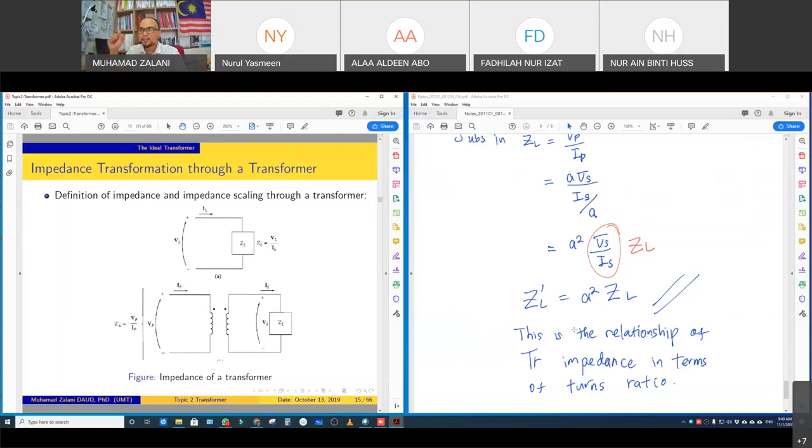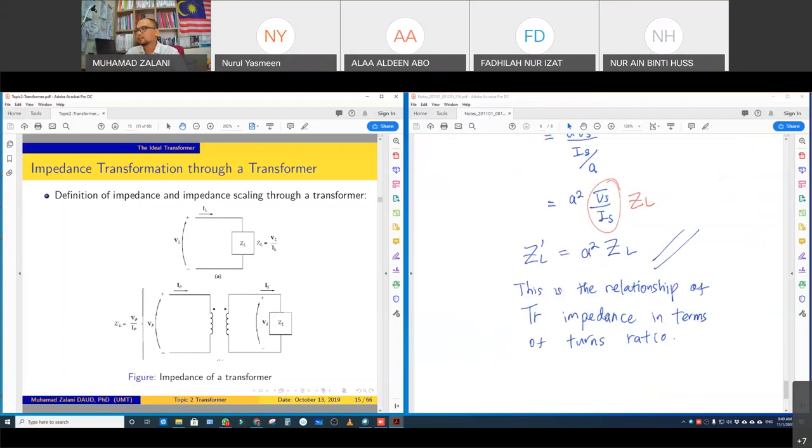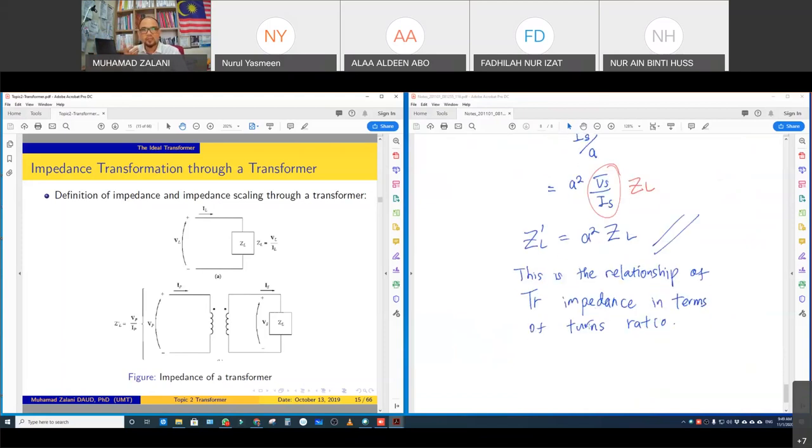We use the impedance scaling method to get the relationship between the impedance at the primary side and the impedance at the secondary side. For the impedance, we use different notation. ZL represents the impedance at the secondary side, and ZL prime is the impedance at the primary side. Please make sure that you do not confuse this notation usage, because normally we use prime at the secondary side, but in this case ZL prime is the primary side.